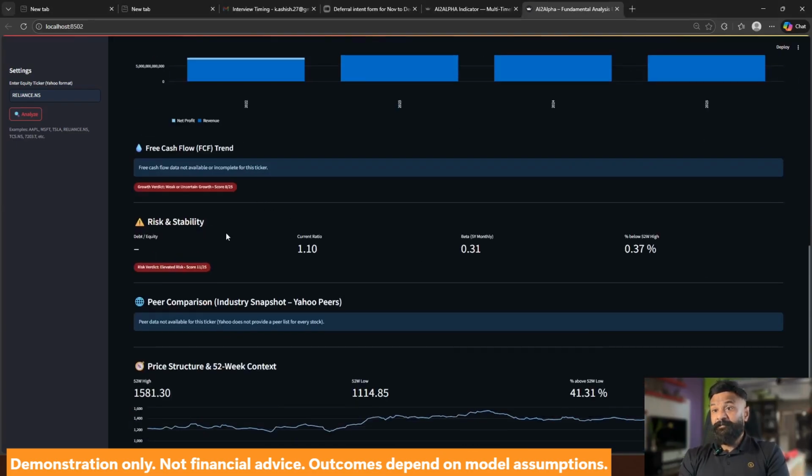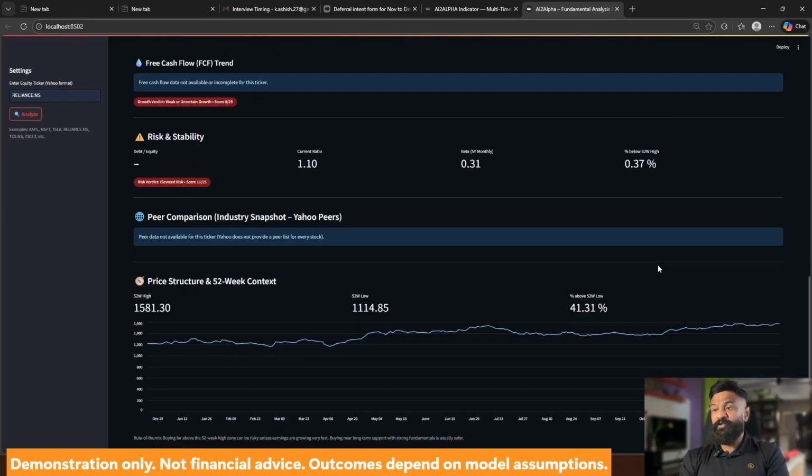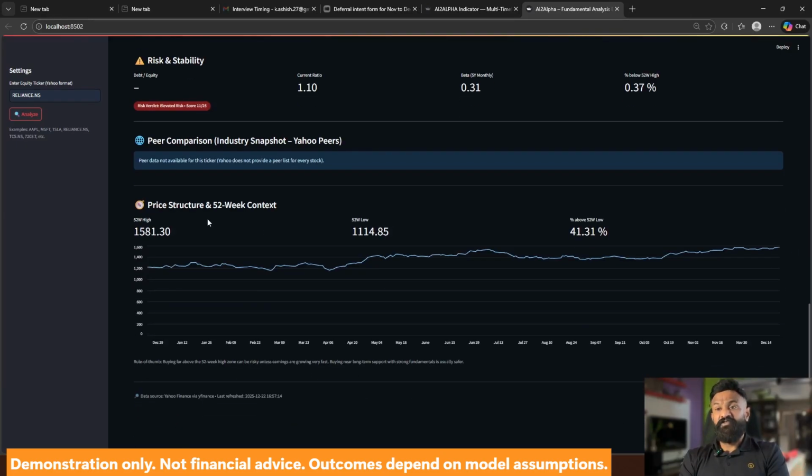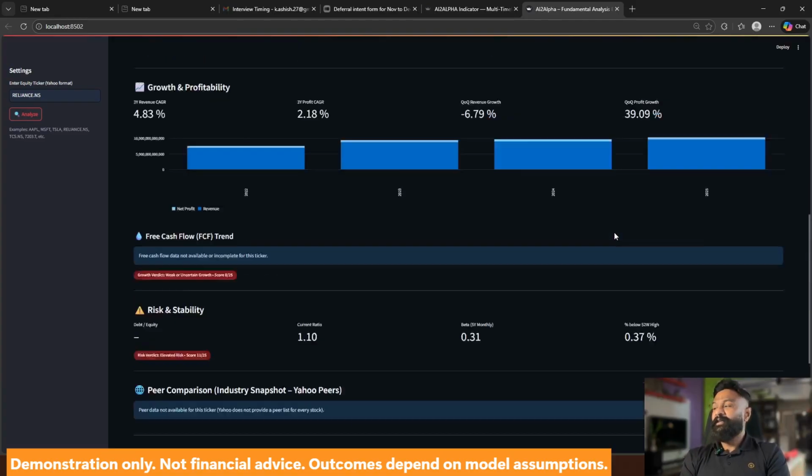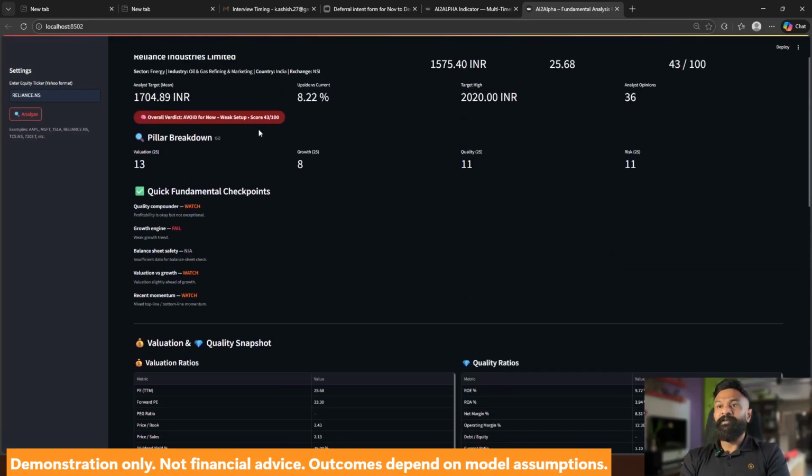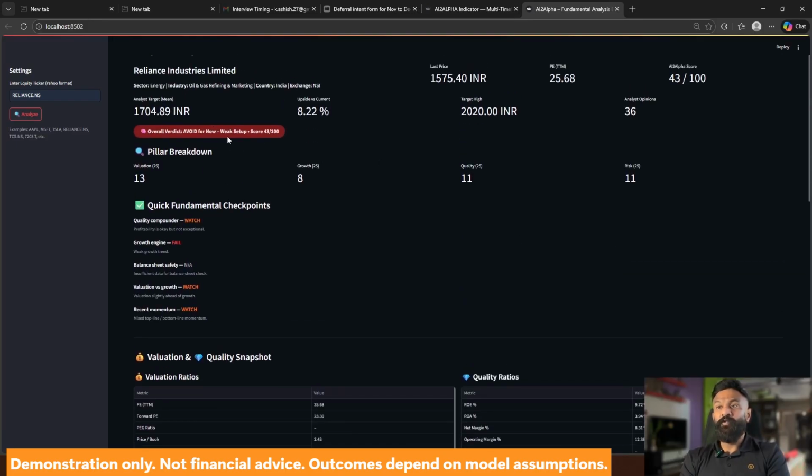Cash flow, risk and stability, you can see those values, and also the price structure. What was the 52-week high, 52-week low, percentage above 52-week low, which was 42%. That means there's a risk, and that's why the overall valuation verdict is avoid for now. Weak setup, score 43 out of 100.